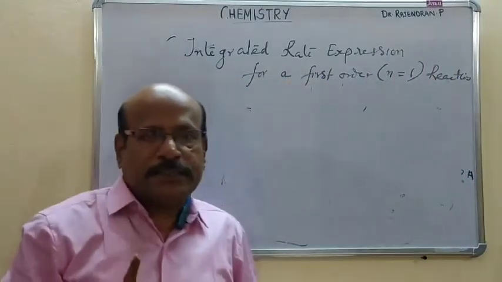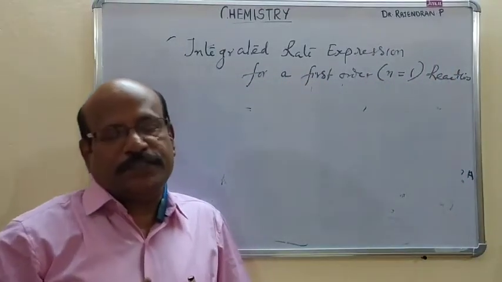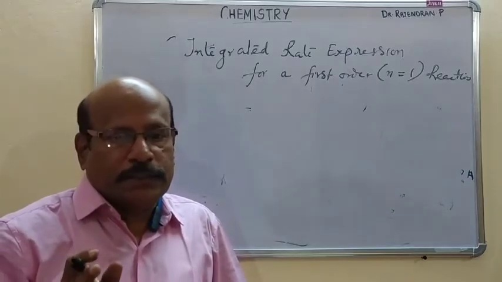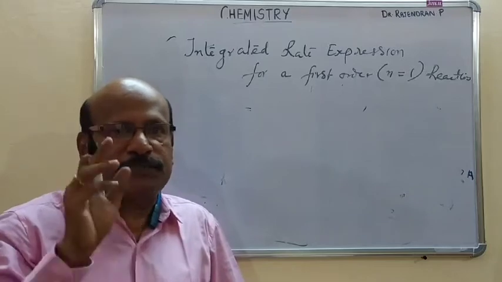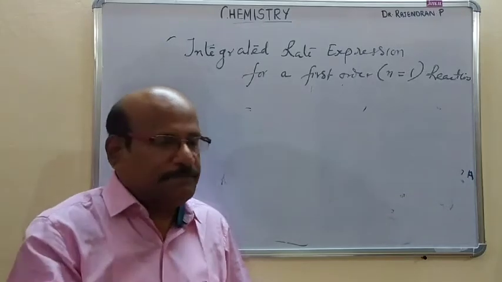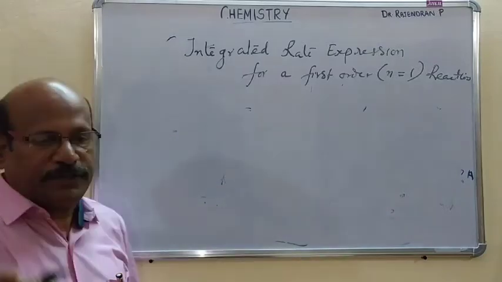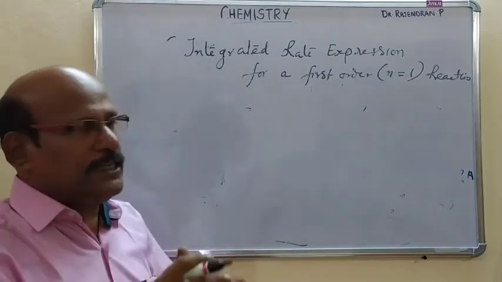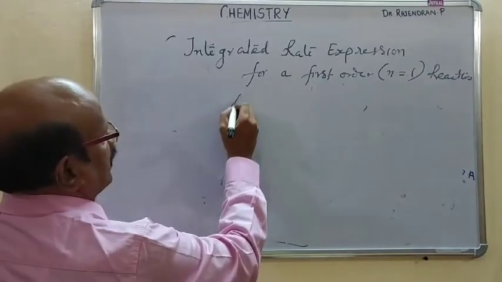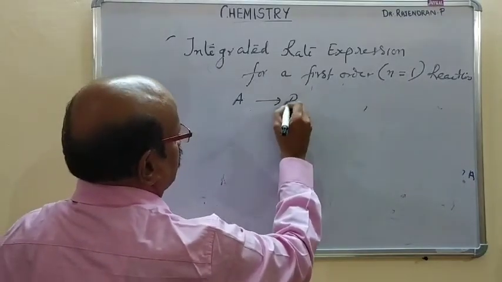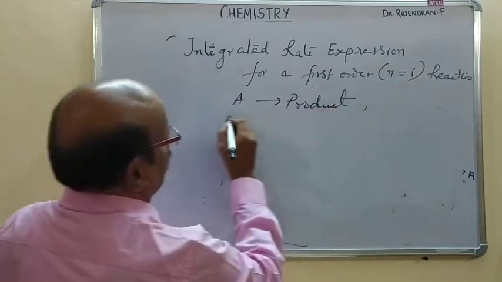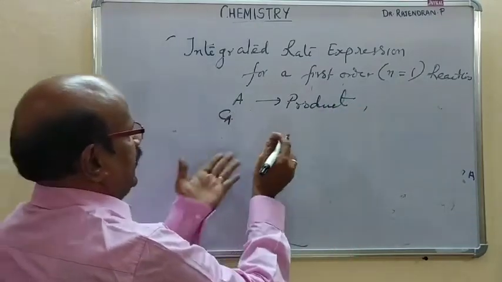A first order reaction is that reaction in which the rate of the reaction is directly proportional to the concentration of the reactant in the first power. It is directly proportional to Ca. That is the differential rate expression, that is always the starting point. Consider a reaction that is A giving products. Let Ca be the concentration of A.